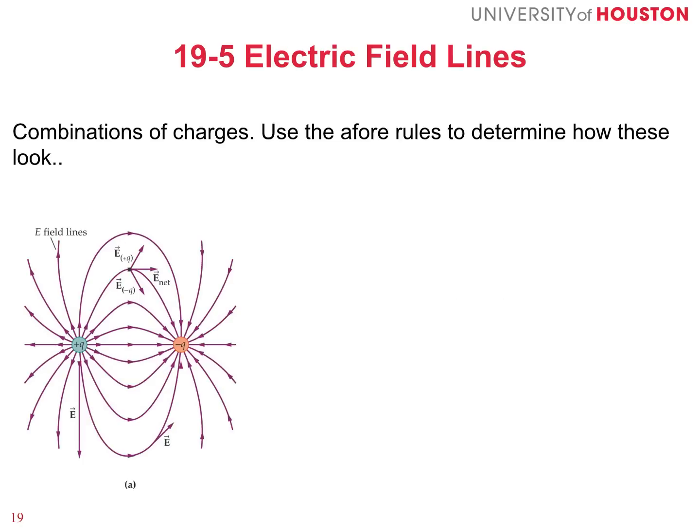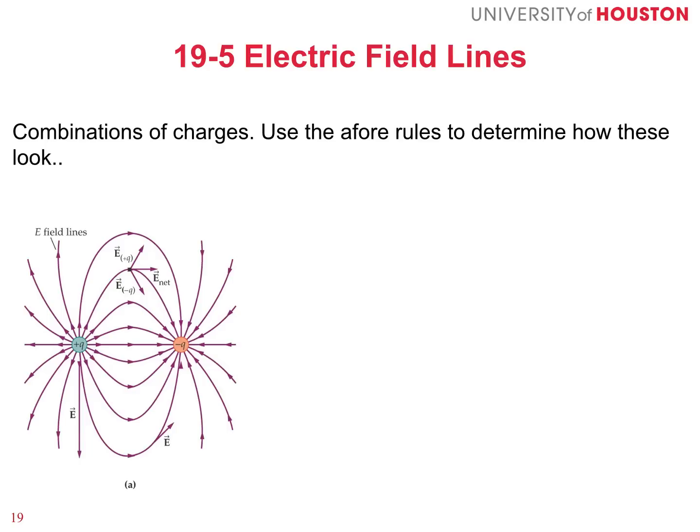Now we can go to a more complex scenario where we have more than one charge in the system. On the left-hand side, what we have are two charges that are separated by a particular distance. We have a positive charge on the left and a negative charge on the right. As expected, the lines from the positive charge move outwards, and the lines on the negative charge move inwards.